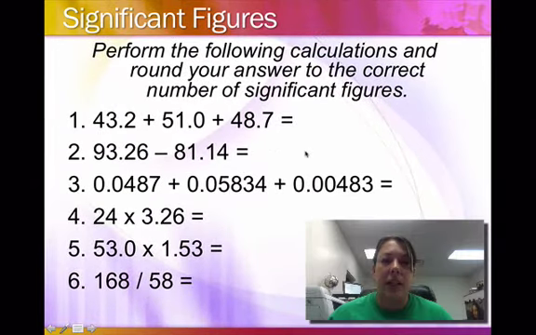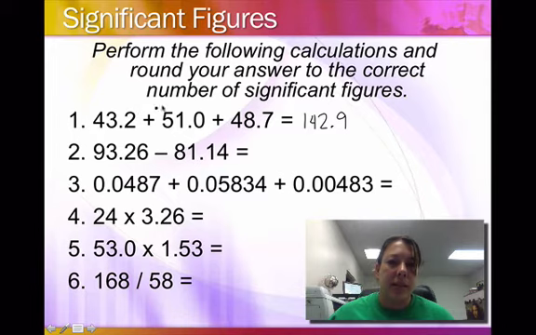Perform the following calculations and round your answer to the correct number of sig figs. So it's going to take me a second. If you don't have your calculator out yet, you should grab it. 43.2 plus 51 plus 48.7. I get in my calculator 142.9. And then I look at the least number of decimal places because I'm adding, and each of these have 1. And since my answer has 1, that is the correct answer. I don't need to do any rounding.